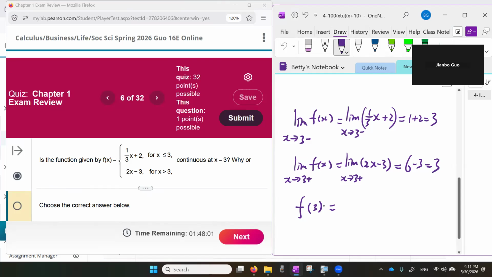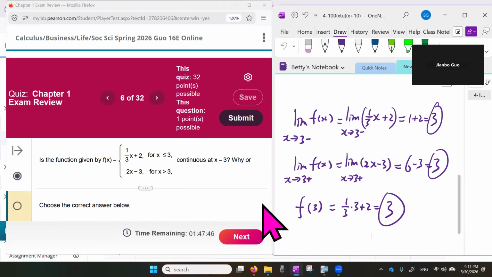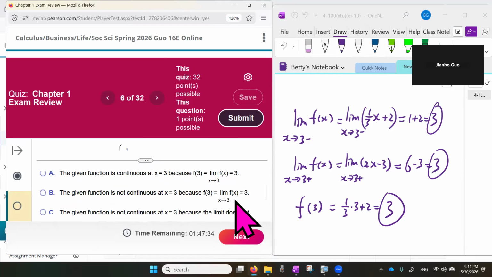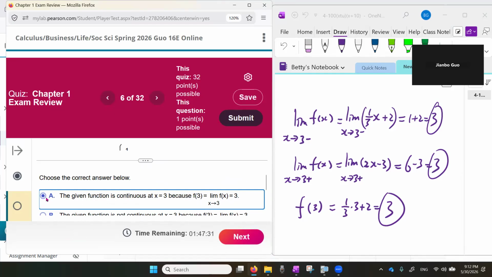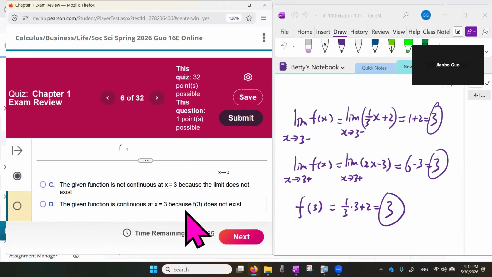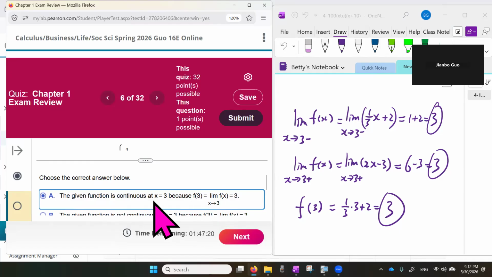And what is f of 3? When x equals 3, f of x is 3. So as you can see, all the three things exist and equal each other, so the function is continuous, all right? The given function is continuous at 3 because, yeah, I think it is A. Let me double check. It says not continuous, it's not continuous, because f of 3 does not exist. Okay, so we're going to have to choose A, right? Next.